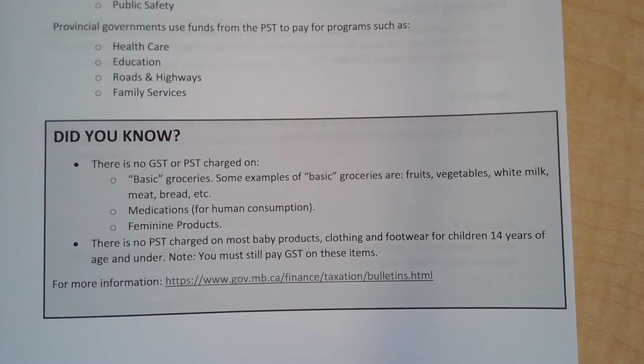There is no PST charge on most baby products, clothing and footwear for children 14 years and under, but you must still pay the GST. So when you buy clothes and shoes for your little ones under 14, I think for the most part it's automatic already. But just double check and make sure that no PST is charged on those items. For more information, look at it in your leisure time, of course.